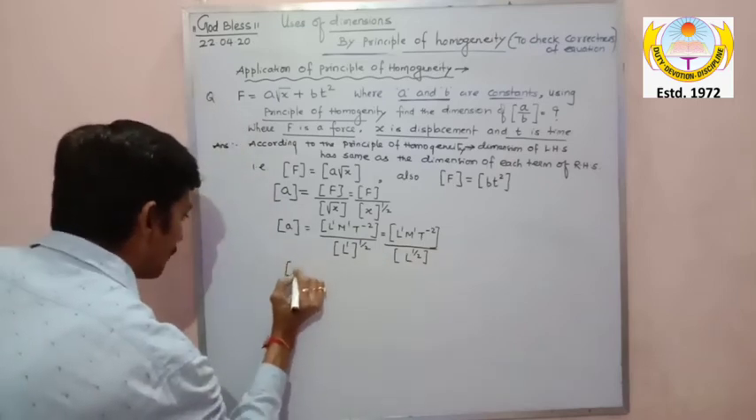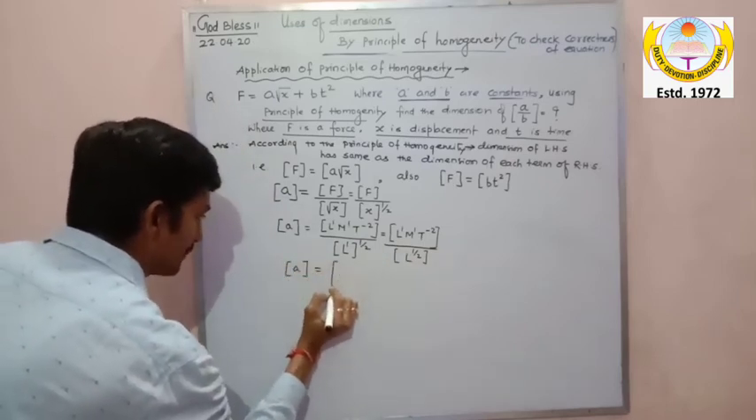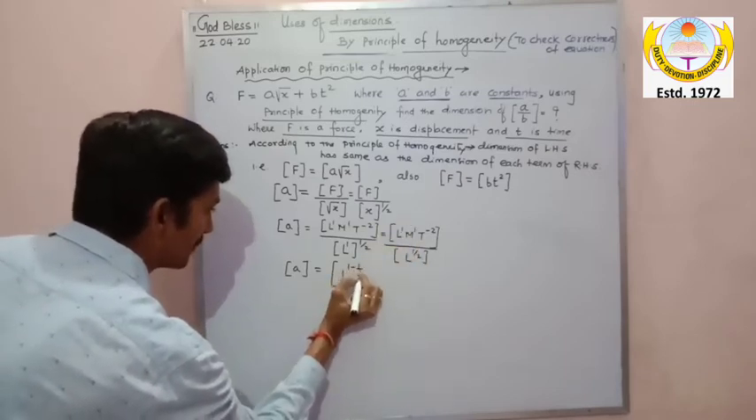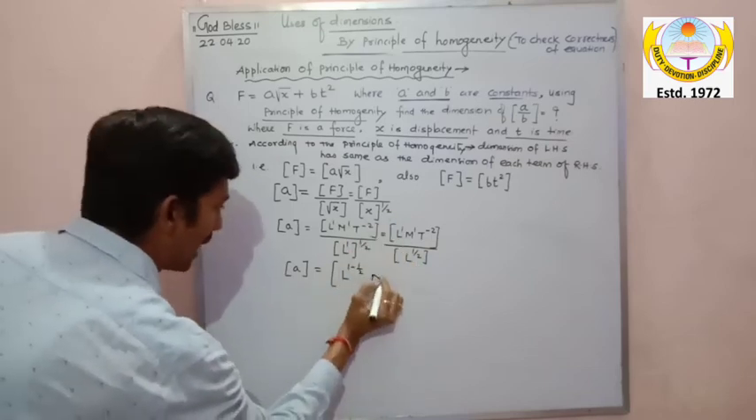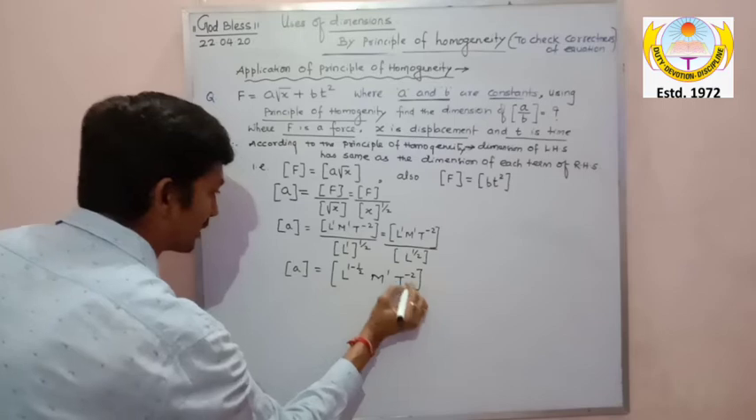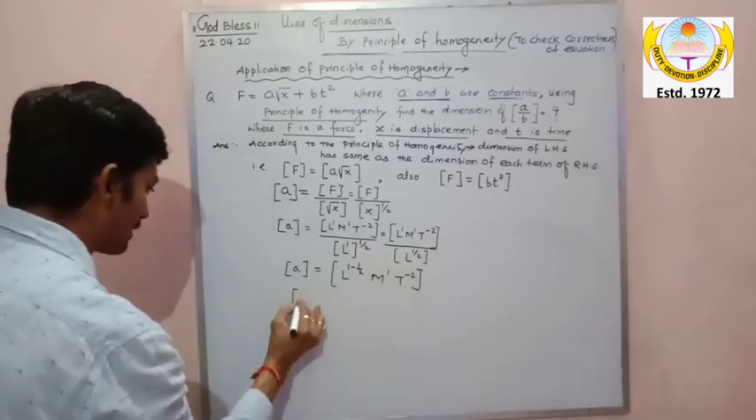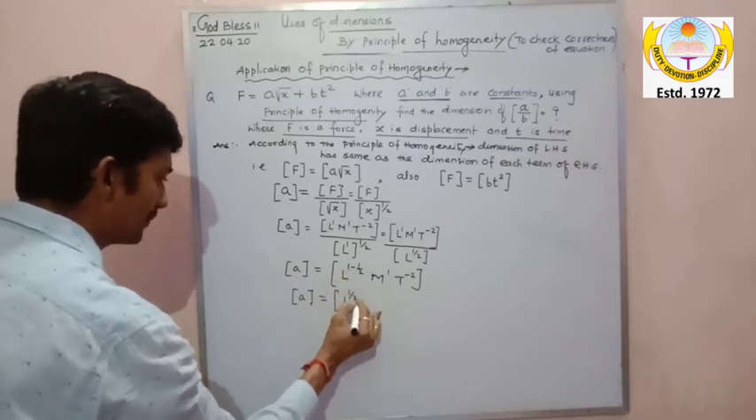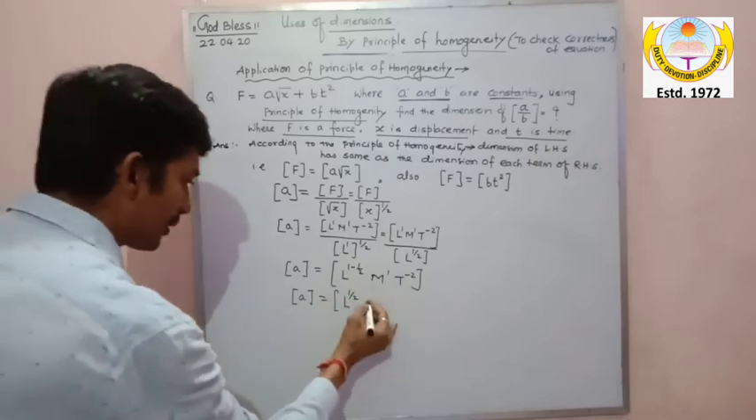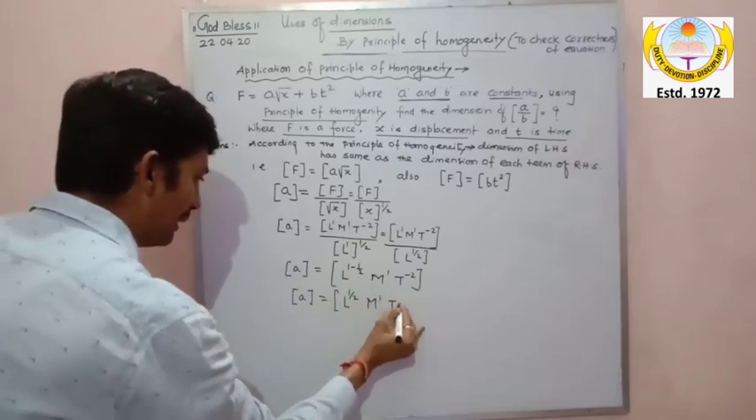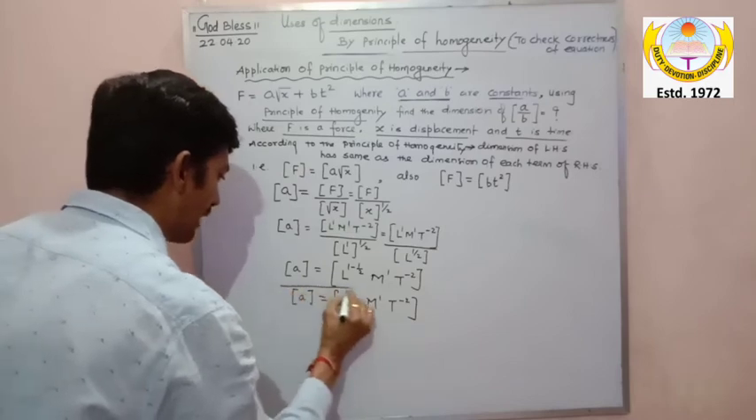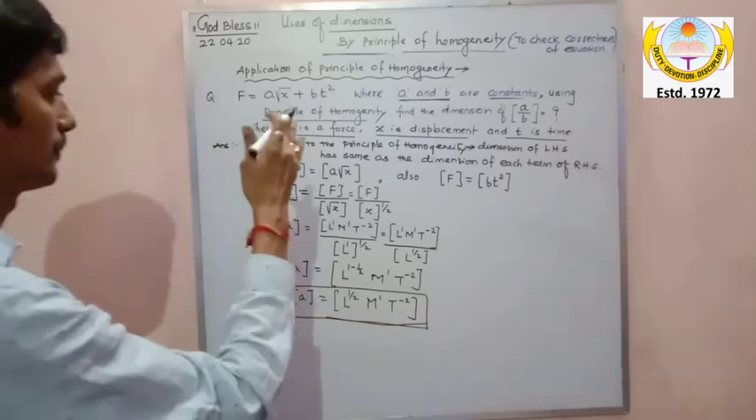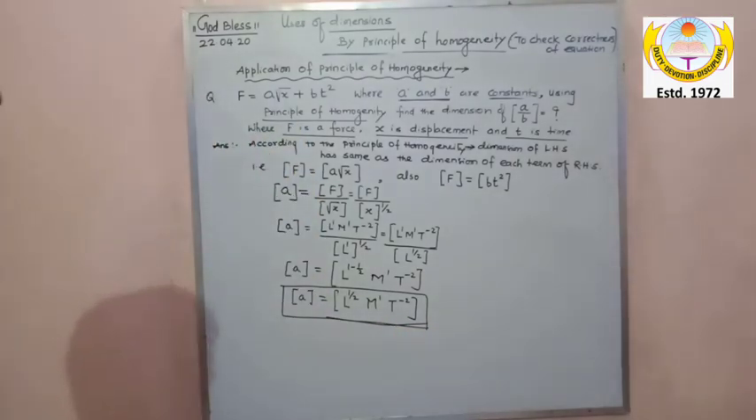So now what is the dimension of A? The dimension of A will become L power 1 minus half, because this half goes up. Here it is M1 and here it is T minus 2, because there is no mass, no time in the denominator. So 1 minus half is half, so it is L power half M1 T minus 2. This I have calculated as the dimension of A, my dear. I hope it is clear.